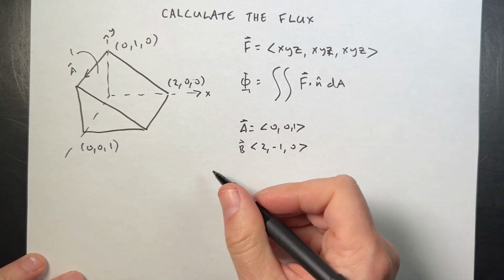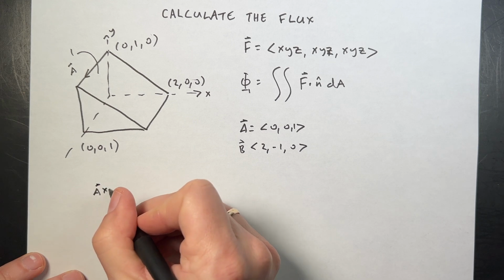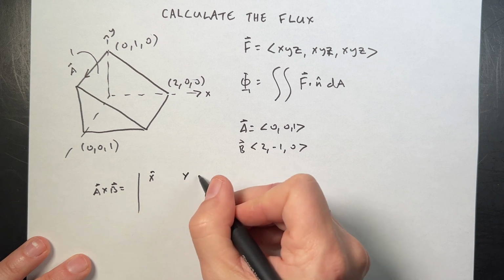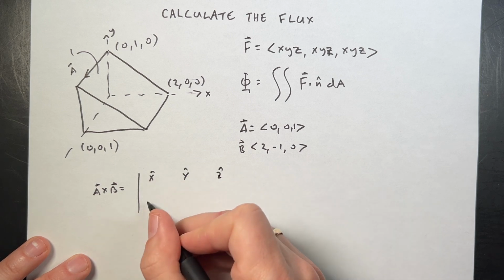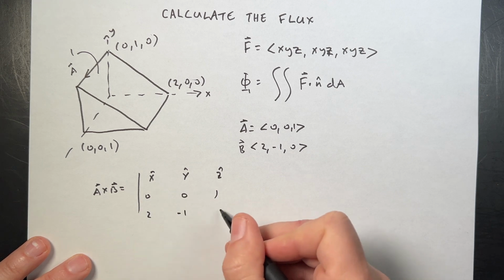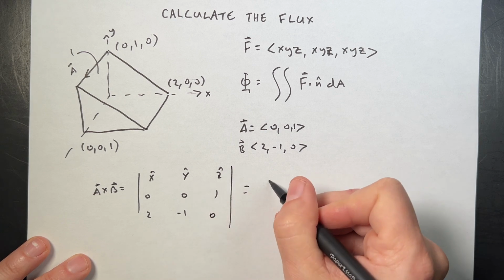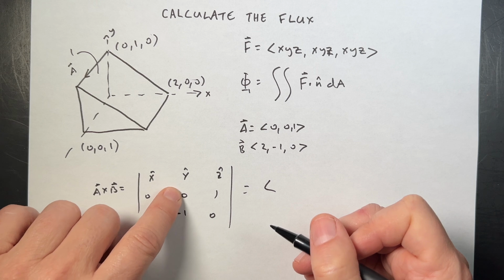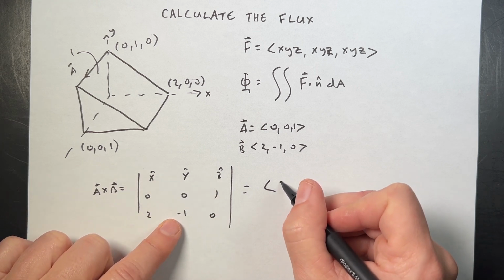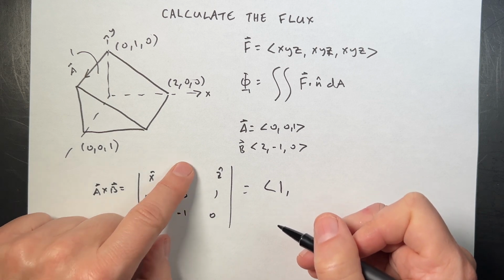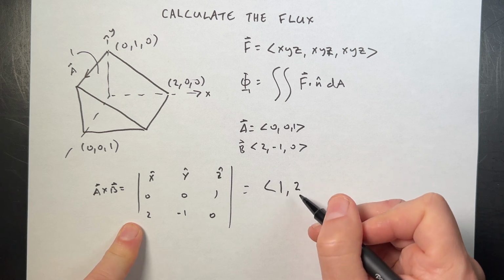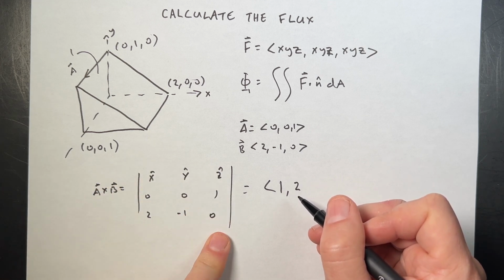Now I'm going to take the cross product, A cross B. It's going to be the determinant of the matrix x hat, y hat, z hat, 0, 0, 1, 2, -1, 0. When I take the determinant of that, the x hat component, I get 0 times 0 minus 1 times -1, which is going to be 1. The y direction is going to be 2 minus 0, 2. And in the z direction, it should be 0.